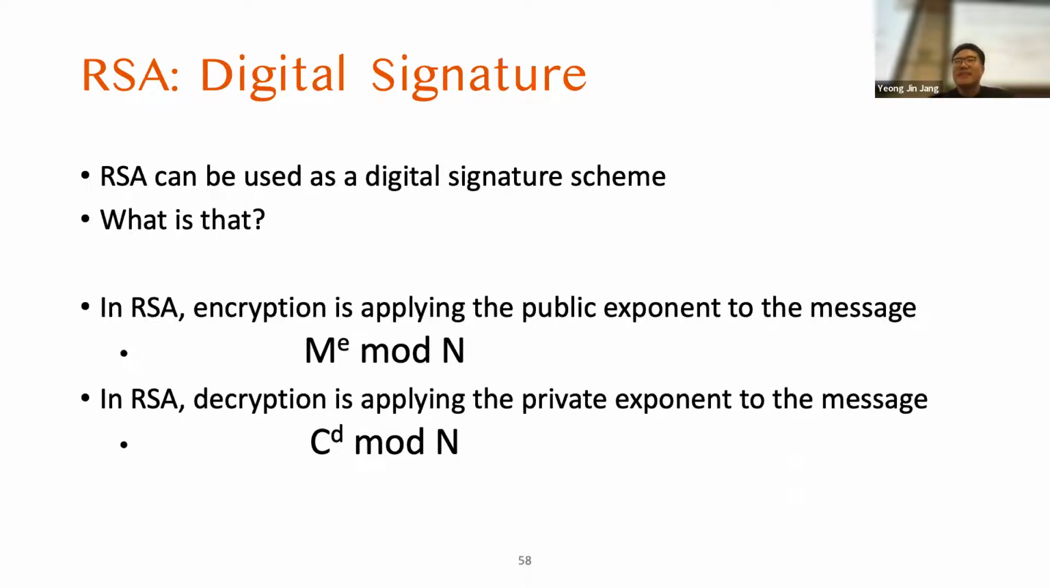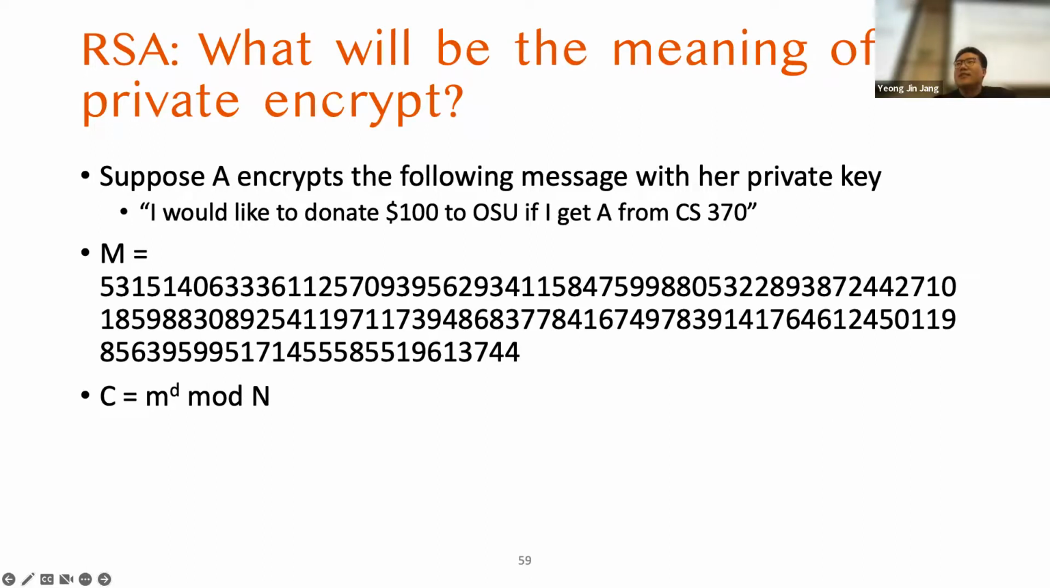Let's take a look at this in a different way. In RSA, encryption was applying the public exponent to the message, and decryption was applying the private exponent to the message. So actually the operation itself is the same. It's just a power operation, applying the exponent. Then what would be the meaning of encrypting the data with the private key?